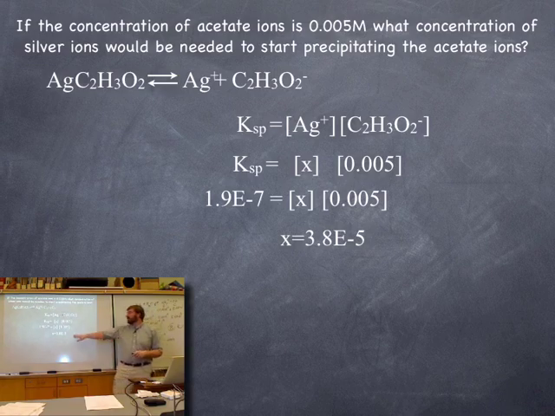Okay? So we solve for x, and we find out once the silver ion concentration hits 3.8 times 10 to the negative 5, then the precipitate would start to form.